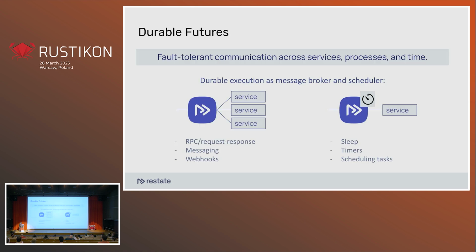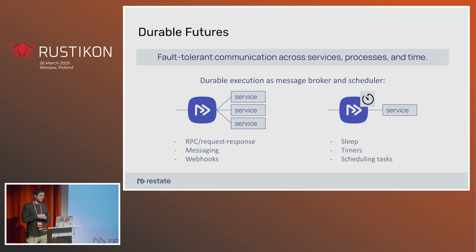So the idea is that you can have fault-tolerant communication across services, processes, and time. We provide abstractions for functions to interact with each other in an exactly-once fashion. We provide abstractions to model asynchronous interactions with third-party systems, which I'm going to show you in a second. And we also provide an internal scheduler system that lets you schedule asynchronous tasks, which will be executed, for example, in a year, or we can have a sleep that, again, lasts a year.